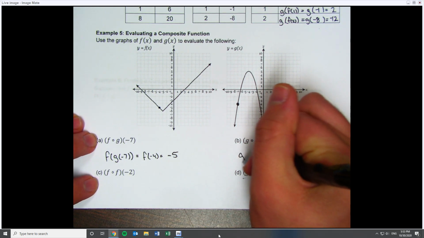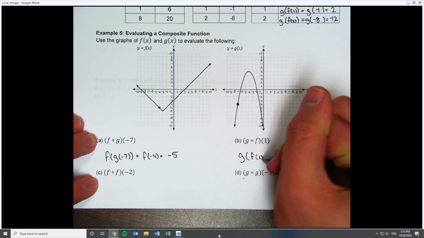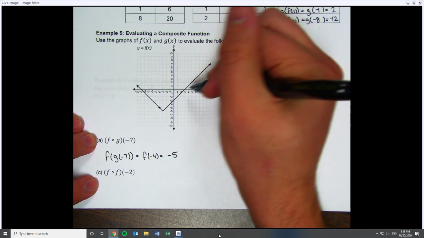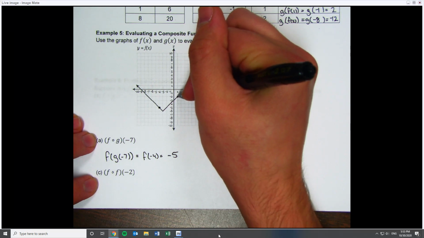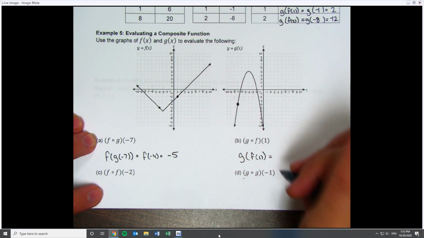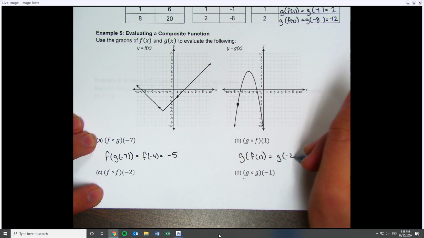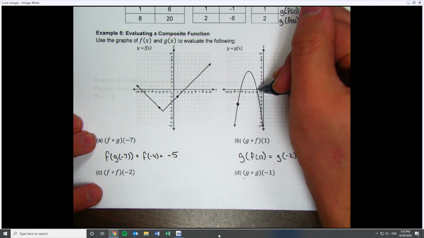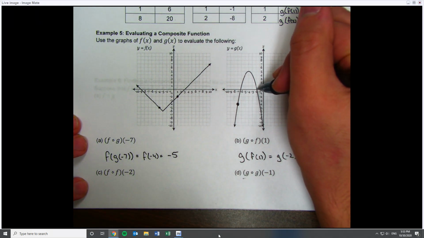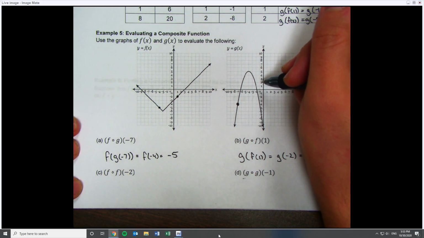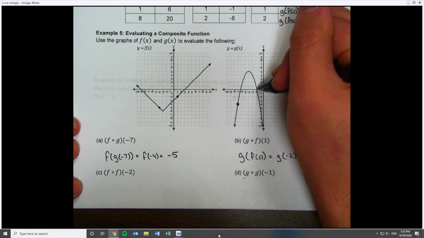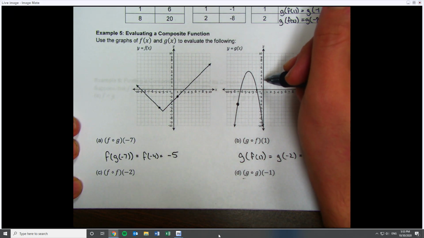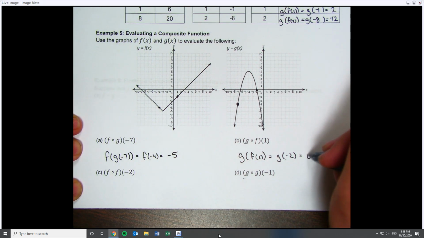All right, so doing this one, I have g of f of 1. Starting with the f graph on this one, I go where x is 1, which is right here. My y value is negative 2. So this is now g of negative 2. Looking at the g graph, here's negative 2. Negative 2, that looks like it's right here, which is the 0 of that graph. Got it.